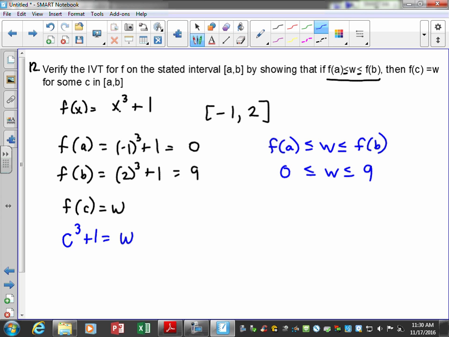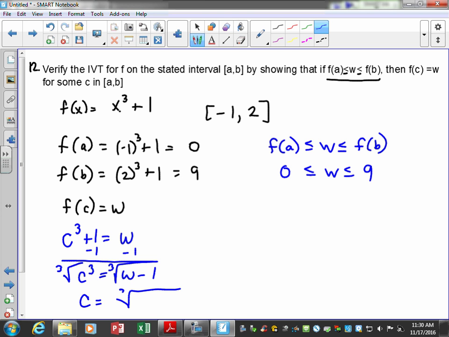Alright, what are we solving for? We're looking for the c. We're going to look for the c that makes this case true. Solve for c. So algebraically, let's subtract 1. C cubed is equal to w minus 1. And then what do we do? Take the cubed root, right? Whatever you do to one side, do to the other. So c is going to be the cubed root of w minus 1.